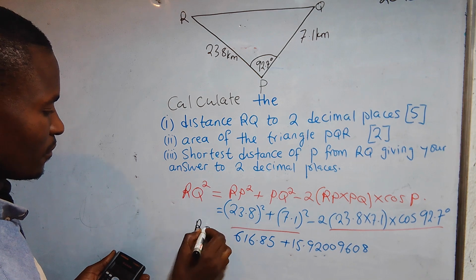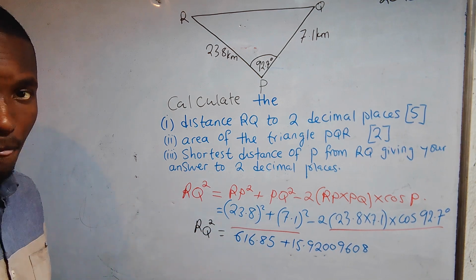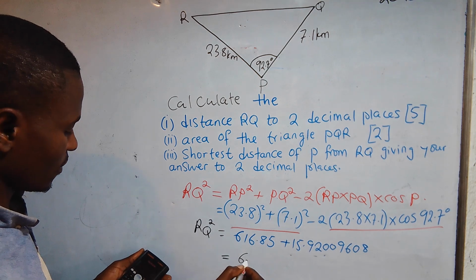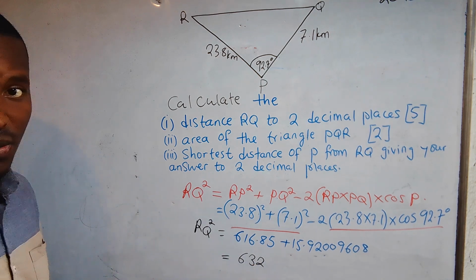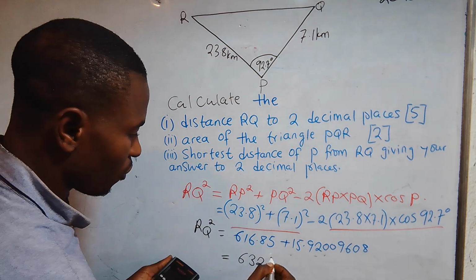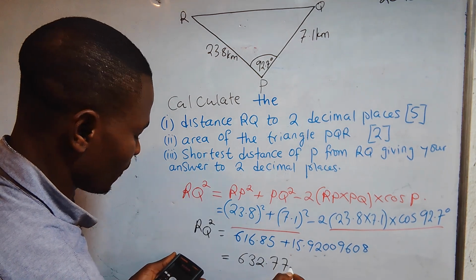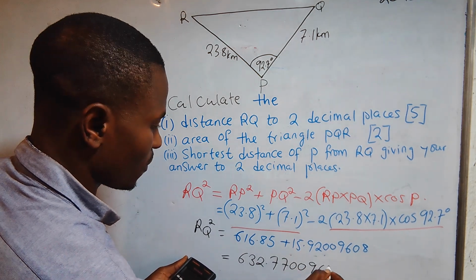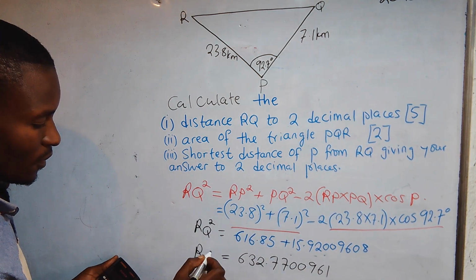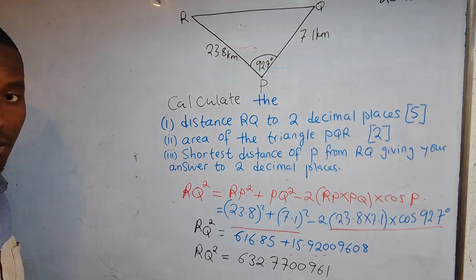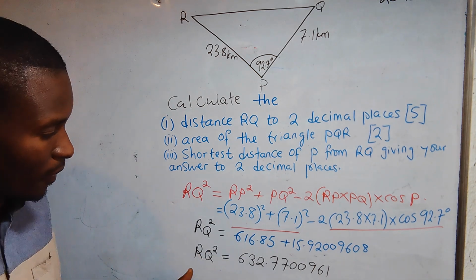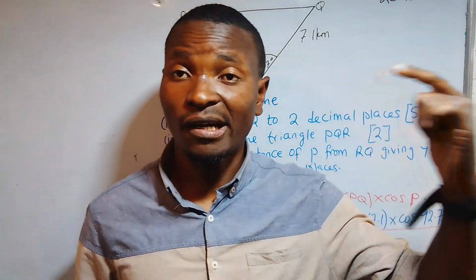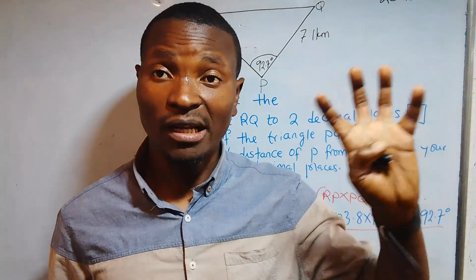So I'm going to actually get this 632.77 00961. So here we have RQ squared. Okay. So now, once you reach this point, all you have to do now is to find the square root, the square root of that number.